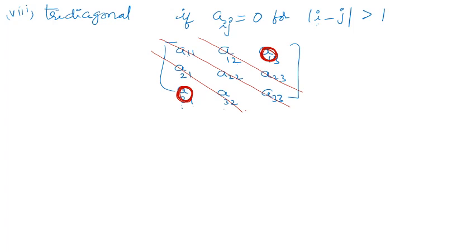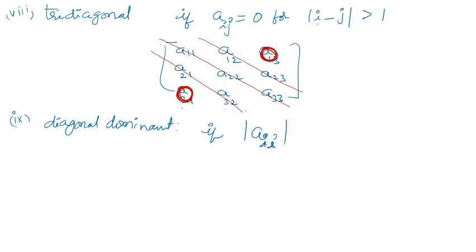Okay. Next one, the eighth one is over. Next one, strictly tridiagonal. After tridiagonal, the ninth one, diagonal dominant. This is important. A matrix A is said to be diagonal dominant if modulus of aii, that is A11, A22, A33, the diagonal positions, is always greater than or equal to the summation of modulus of aij.